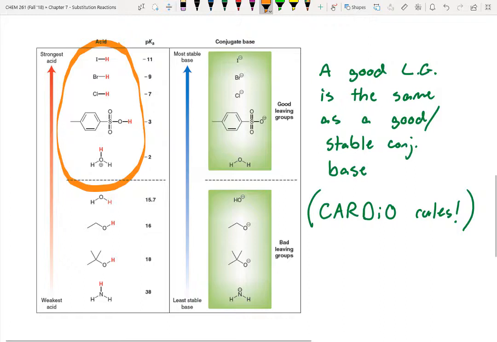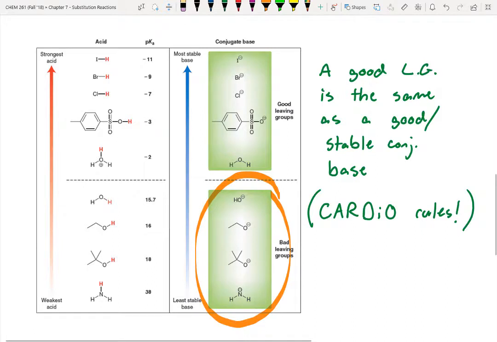If we look down here, these ones in this bottom right-hand corner are considered bad leaving groups because the pKa of their corresponding acids is quite large. So in this case, hydroxide and alkoxide leaving groups are pretty crummy. Same thing with nitrogen. They're just not that stable when they fall off on their own. Does that make sense? So in general, try to think of halogens as being good leaving groups, neutral molecules as being leaving groups, and then we'll talk more about this one here in a minute.